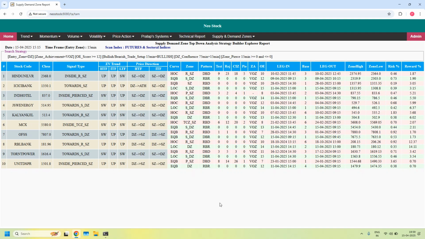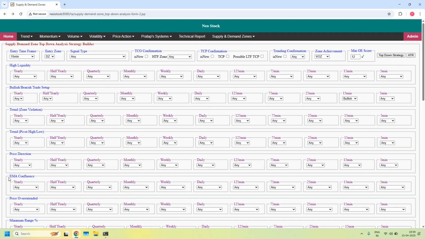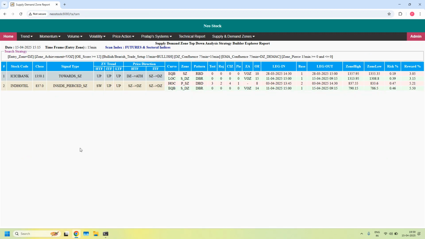Let us verify how many 75-minute demand zones have daily EMA confluence. 75-minute demand zone with daily EMA confluence. We got two stocks. So these two 75-minute demand zones have a higher probability to get success.